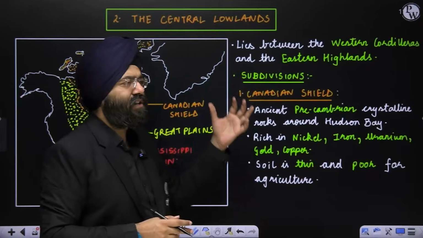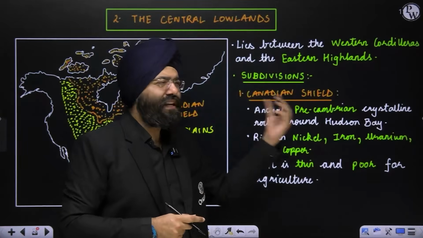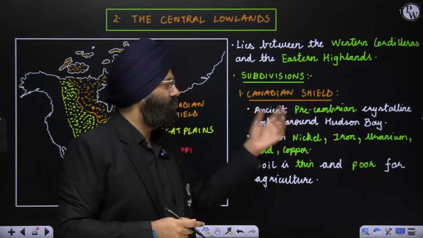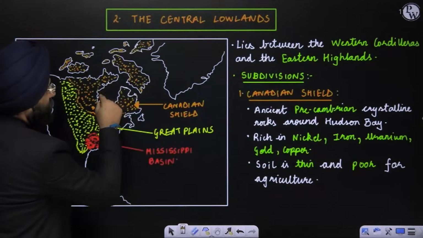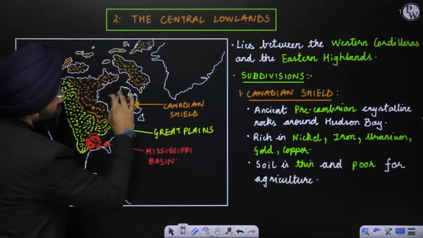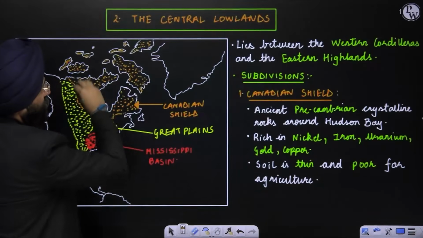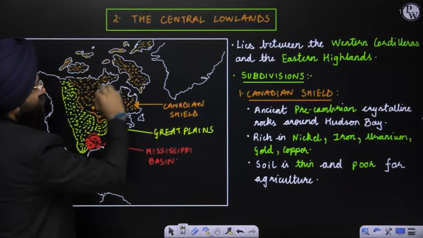Let us see the Canadian Shield. Now, ancient pre-Cambrian crystalline rocks around the Hudson Bay. Now, beta, this is the Hudson Bay. Around that, if you see, this is basically the Canadian Shield.